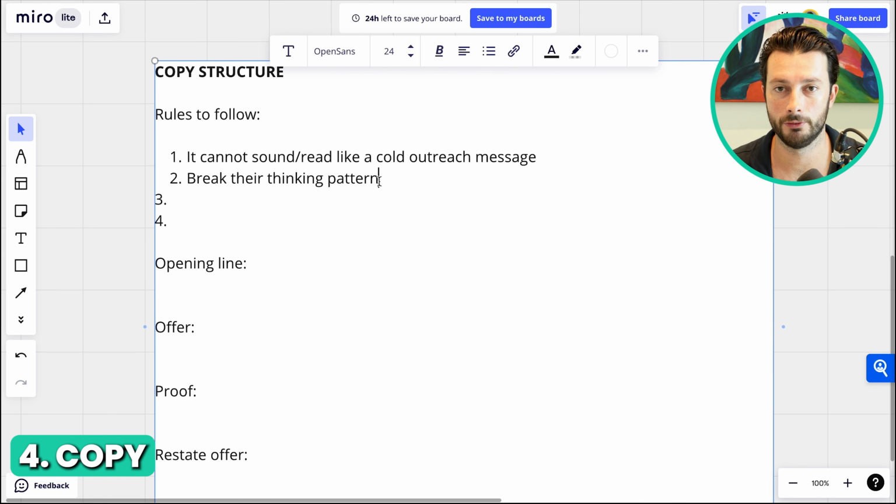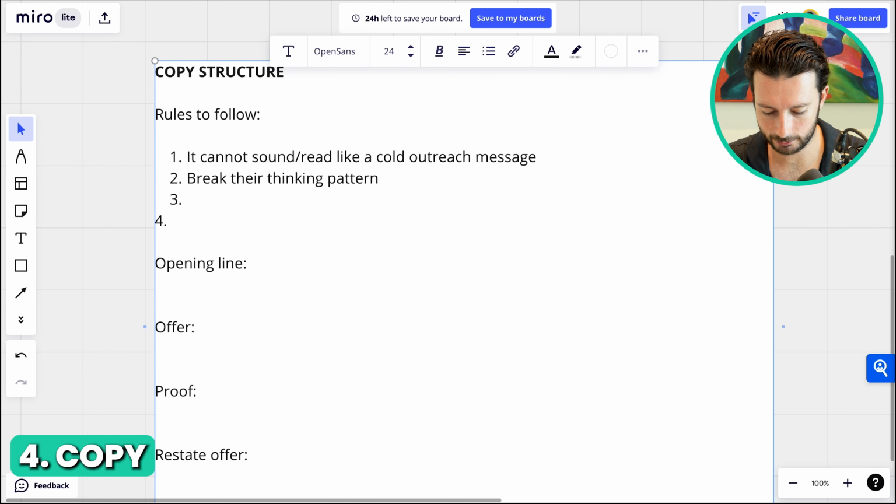And then they're like, that offer's pretty solid. They're going to get me results. I don't need to do anything. I only have to pay if they get me the result. Sounds pretty good to me. And that is the cornerstone of good copywriting. And that's what we need to do. Make it not sound like cold outreach, break their thinking pattern.